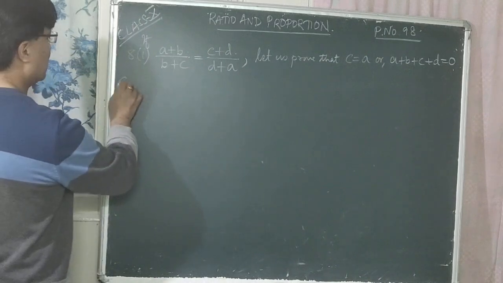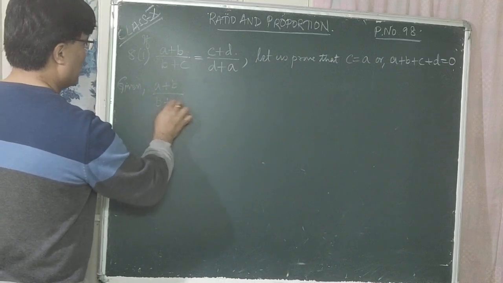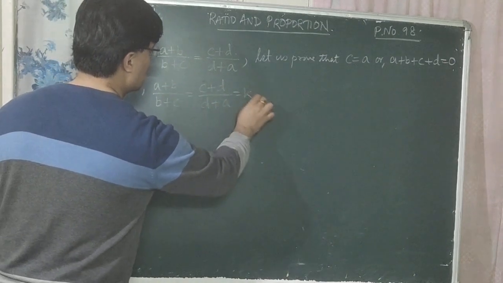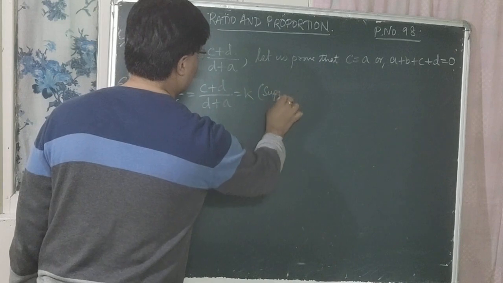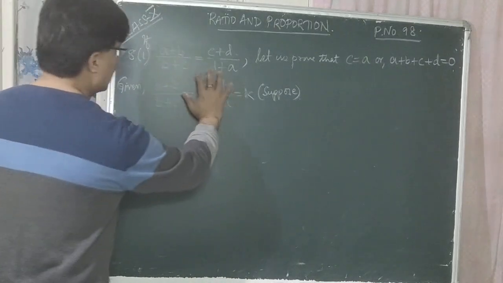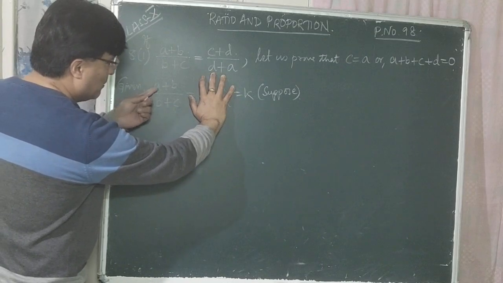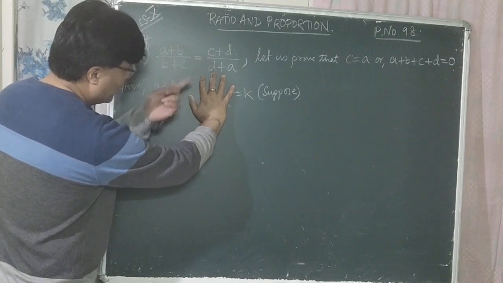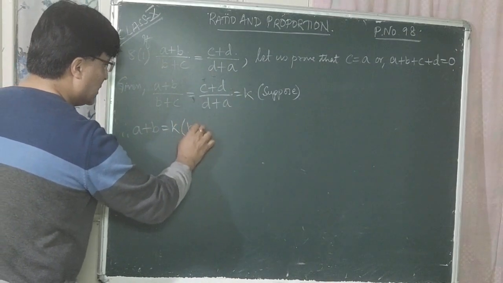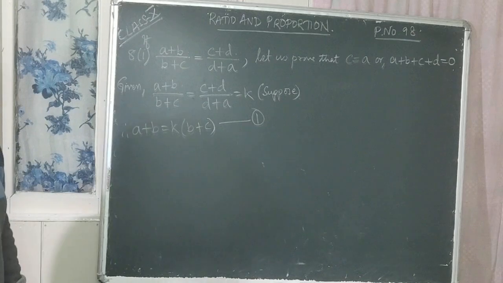Okay, so write down the given part: (a + b)/(b + c) = (c + d)/(d + a) = k, suppose. Hiding the second one, you can do cross multiplication here. That is (a + b)/(b + c) = k, so a + b = k(b + c). Let us mark it number 1.